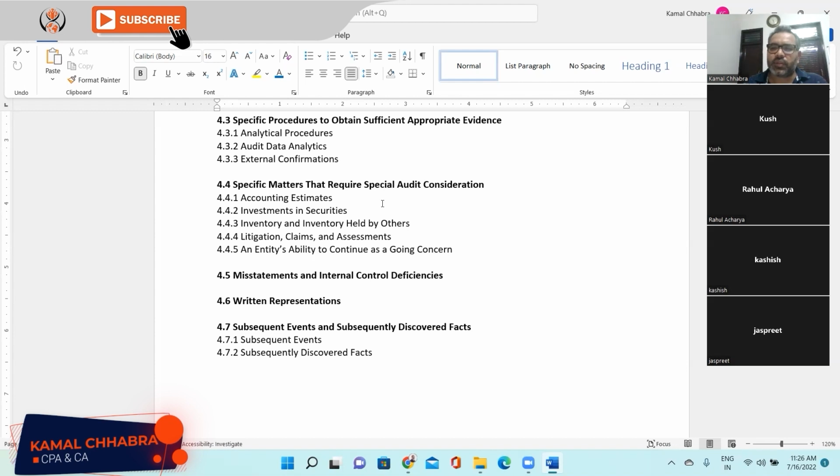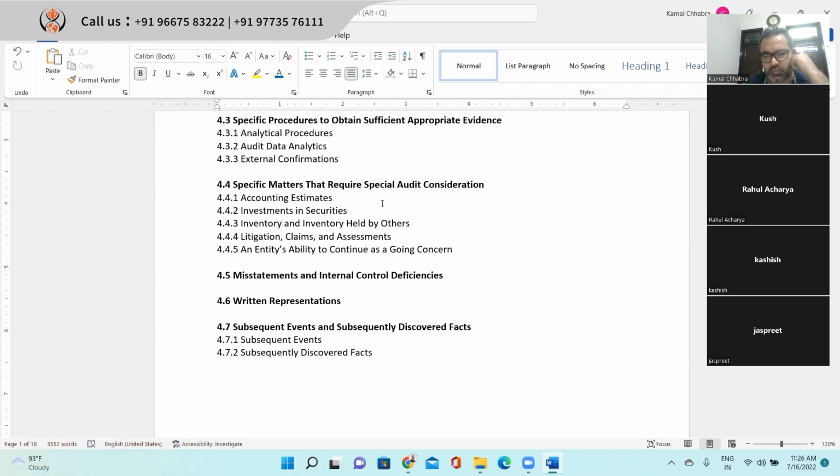Anyone else? Kashish, your sense? Can we take an example of stockist and inventory held by others? Do you mind explaining a bit what is stockist? Sir, inventory is for some other company, but they will have to store the goods for that particular company. So that is one of the examples of inventory held by others. The ownership is with the other company, but they will have to keep their raw materials.